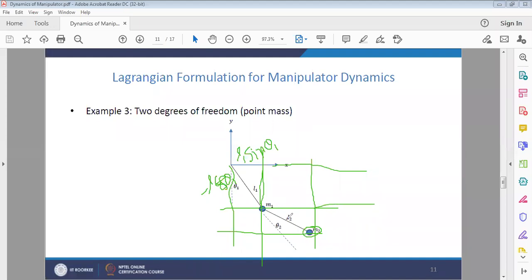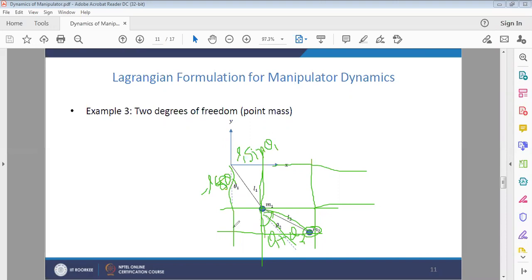Okay, so this theta 2 is the angle between this line and this line. Now I want the angle from vertical to this line, the link axis. So the angle from here to here is theta 1 plus theta 2. Now calculate the distance components from this point to this point.